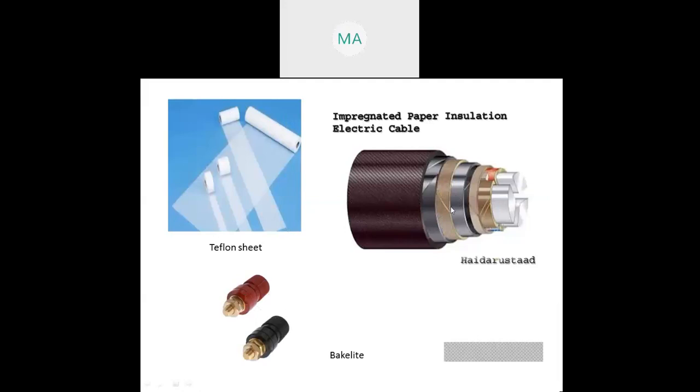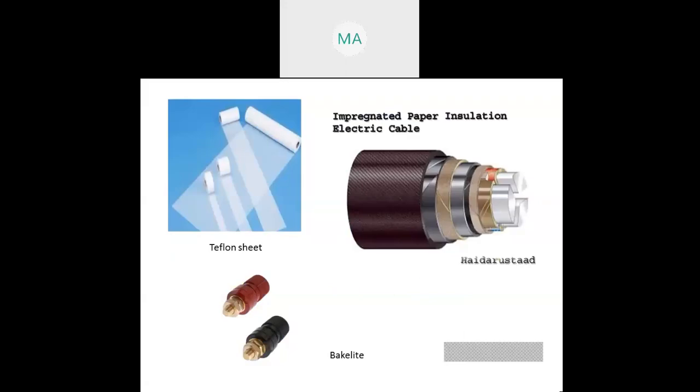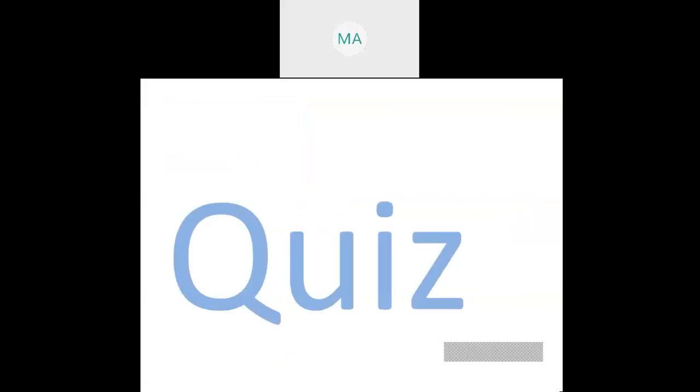Another is impregnated paper. Impregnated paper insulation is used in electric cables. Impregnated paper is nothing but paper immersed in oil, and that insulating oil is impregnated and used for this cable. These are the types of solid dielectric material.